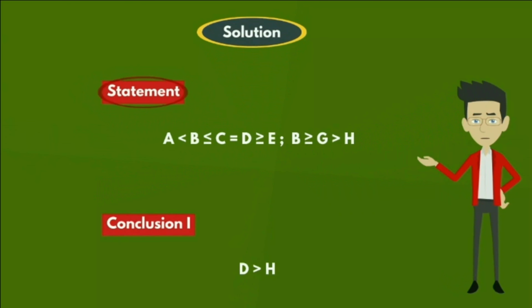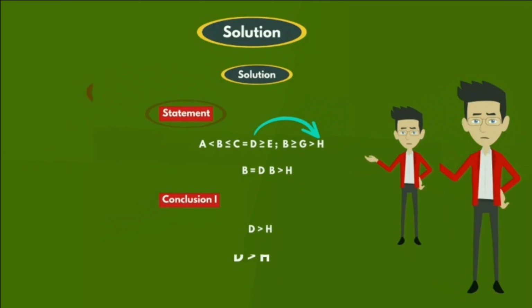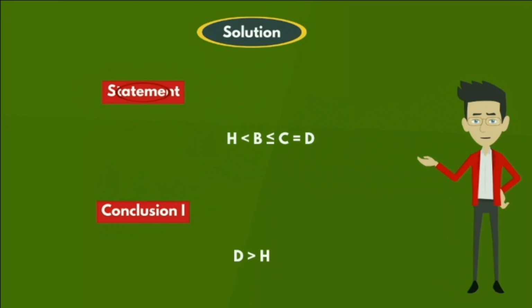Here in the statements, we don't have a direct relation between D and H, but we can combine these statements. Here we have a relation from B to D and B to H. So we will get a relation from H to D. Here in the statement, B greater than H. So here, H less than B less than or equal to C equal to D. But in the conclusion they are asking the relation from D to H. So we can write this: D is equal to C greater than or equal to B greater than H.